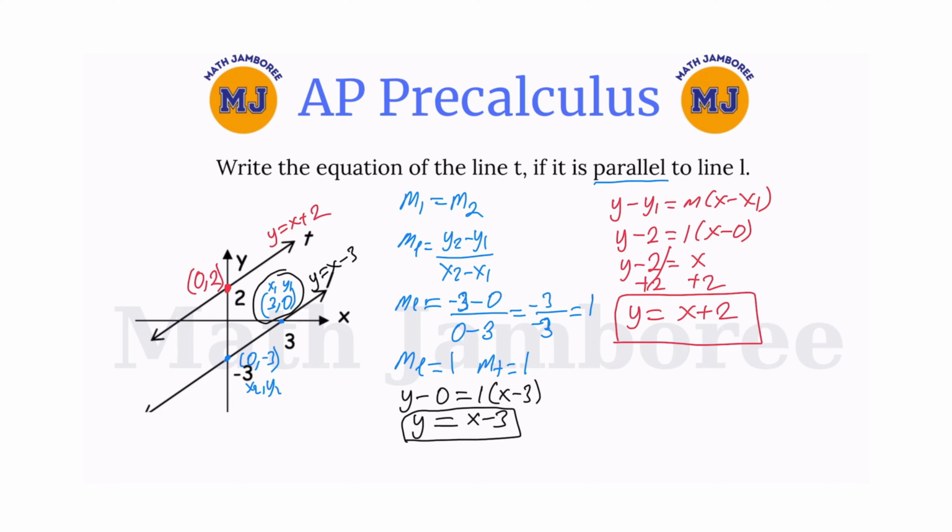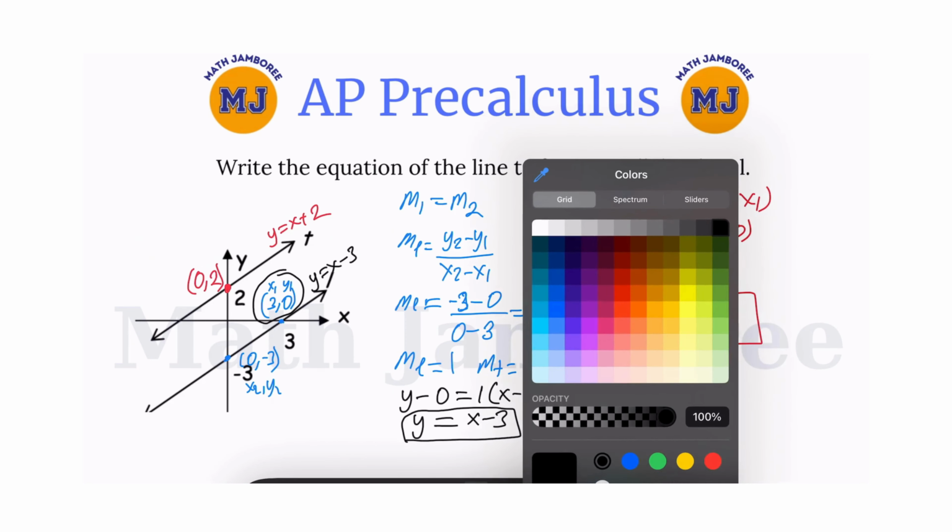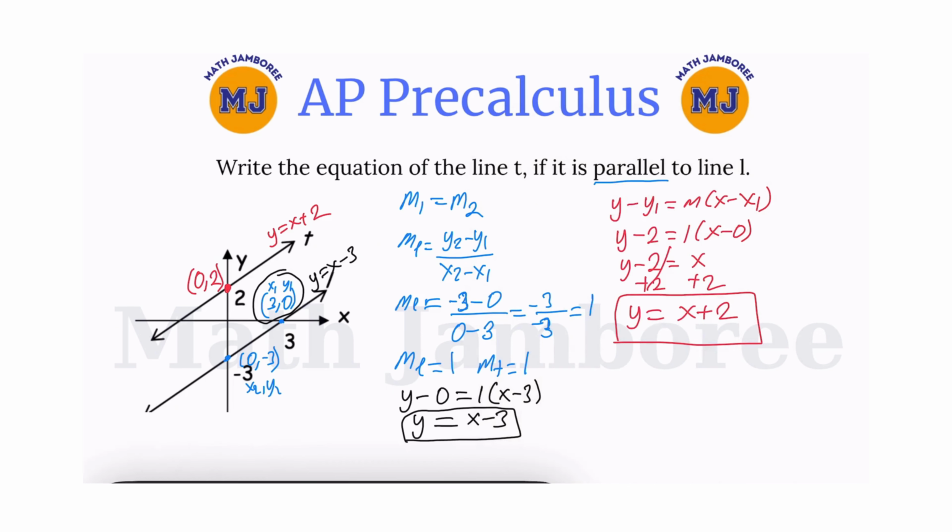You weren't supposed to find this, but I just wanted to show you that. And if you pay attention, their slopes are equal. The slope is the number in front of the x when y is by itself, which is 1. This is 1. So the slopes are equal to each other.